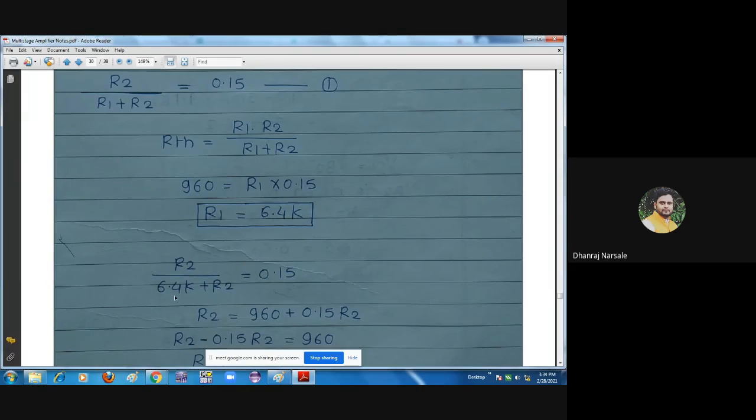So R2 divided by 6.4 K plus R2 is equal to 0.15. In this equation, how many unknowns are there? Only one unknown is there, that is R2. So can we find the value of R2? Yes, because in the equation only one unknown is there and we can find that value.